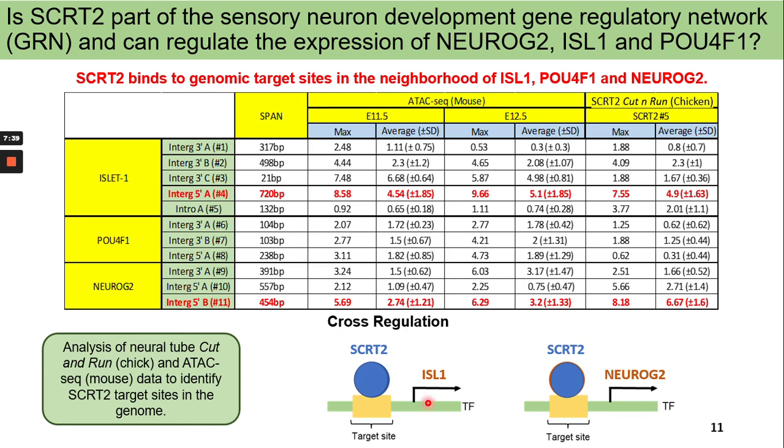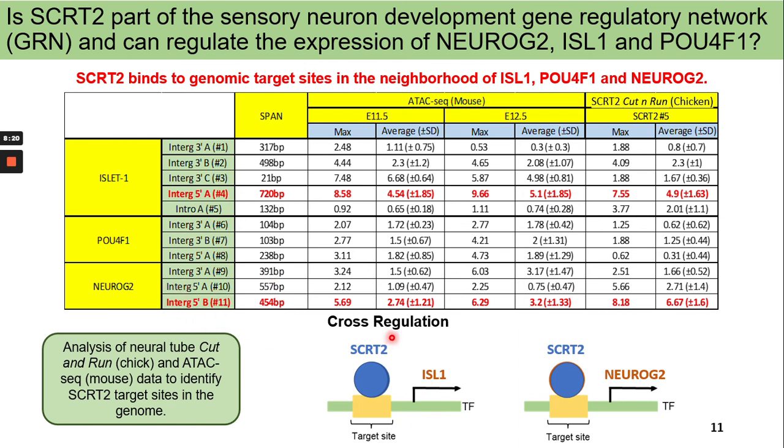So first, to verify the cross-regulation interaction with our data, we analyzed neural tube CUT&RUN for Scratch2 in the chicken embryo and ATAC-seq in mouse to identify Scratch2 target sites in the genome. So we searched for intergenic and intronic regions near Islet1, Pou4f1, or Neurog2, and verified if Scratch2 could bind to those regions. And with that, we get two regions here in red that Scratch2 can bind, near Islet1 or near Neurog2.